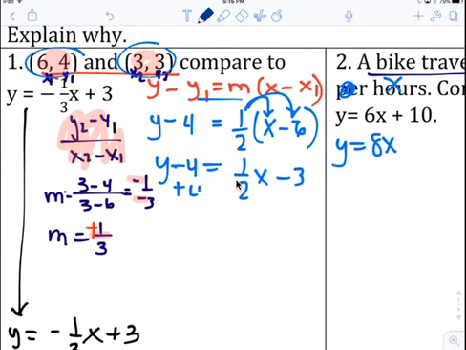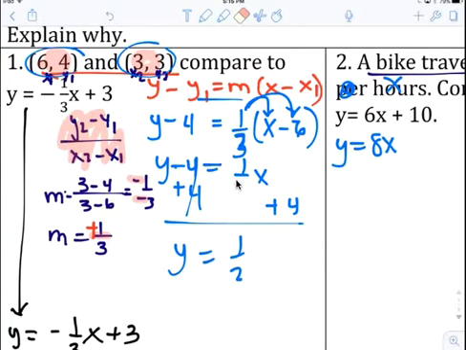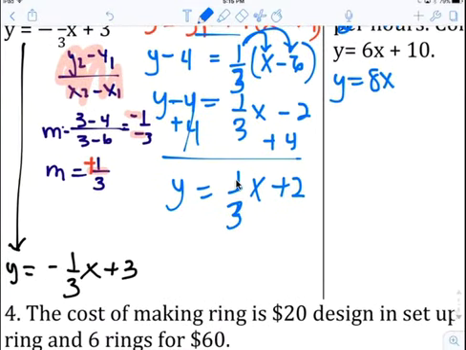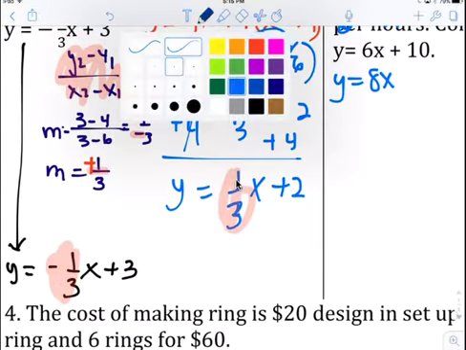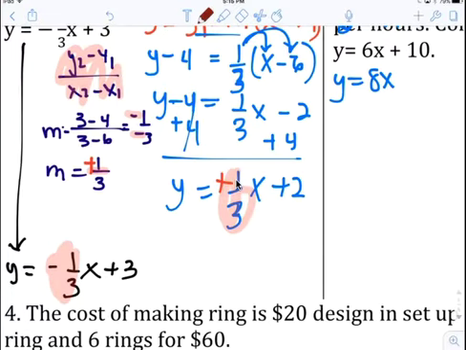You add 4, you get y equals 1/2 x plus 1. Oh my gosh, that's a third, so that's 2. 1/3 minus 2, add 4, right there. The rate of change here is different. This is a half, this is a positive. They are different. So this is one solution.